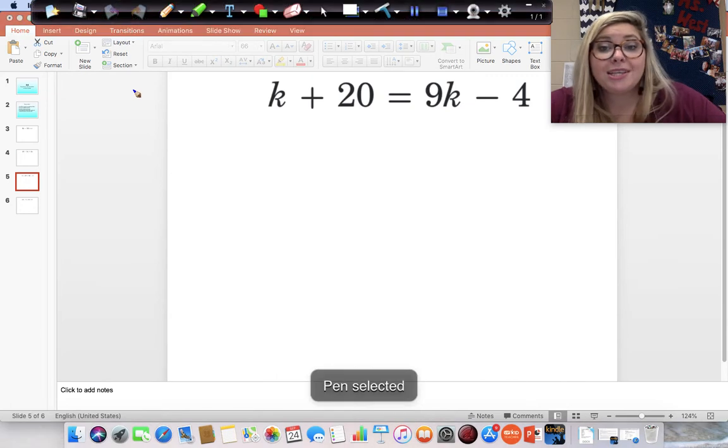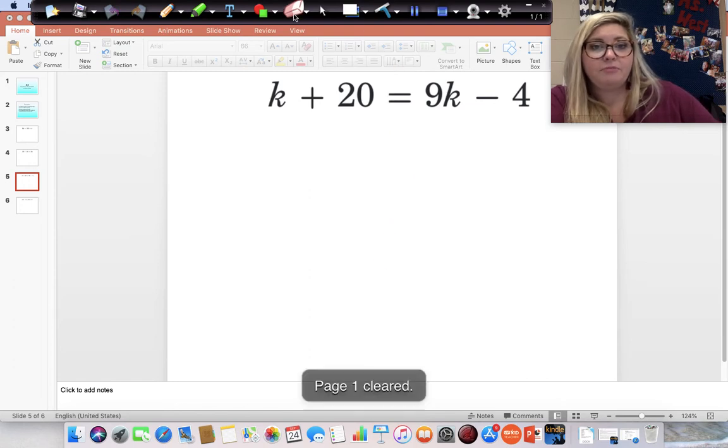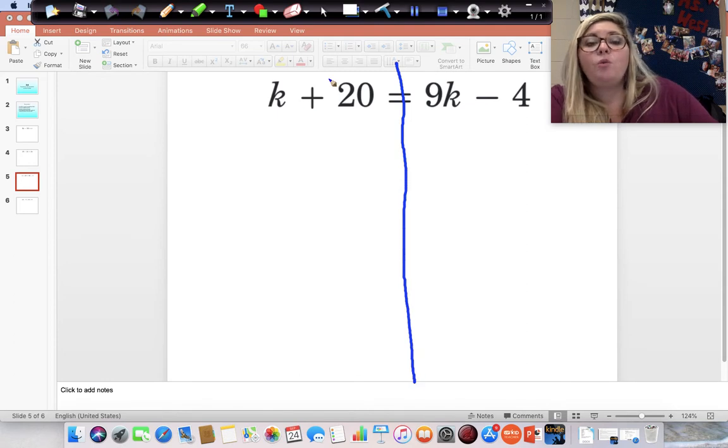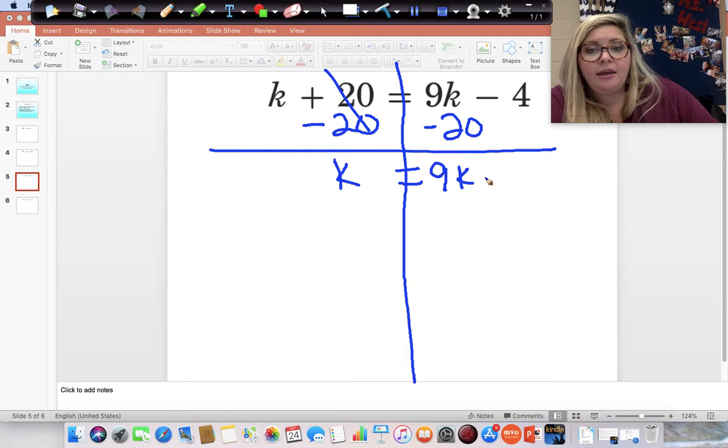Okay, this one looks a little bit different from the ones we've been dealing with, but we are going to do the exact same things. We want our numbers on the right and our variables on the left. So we want to get rid of this +20 by subtracting it. This cancels and we are left with k is equal to 9k minus 4 minus 20.